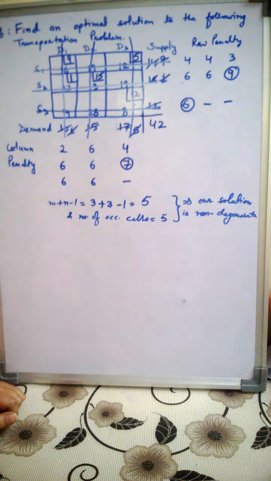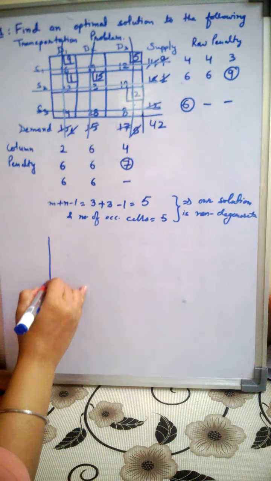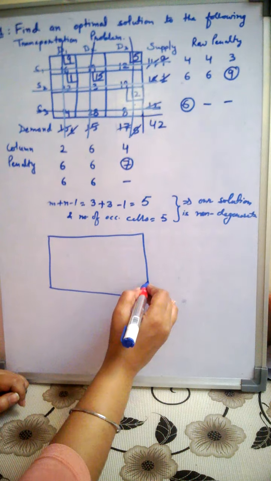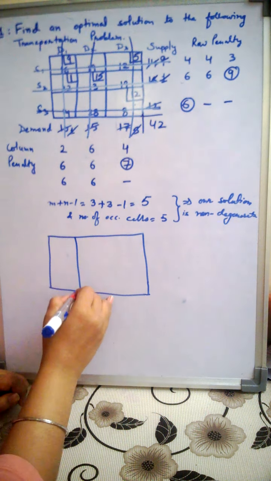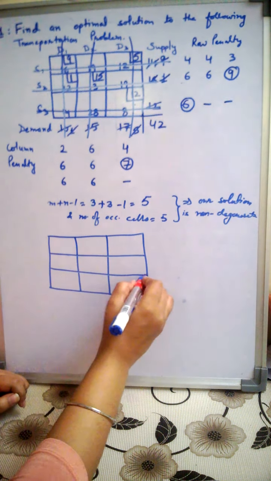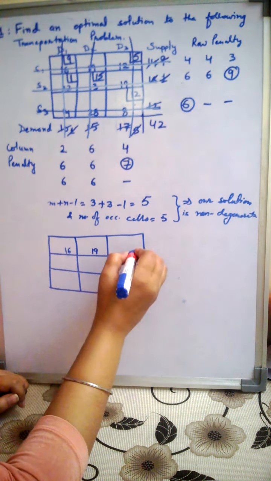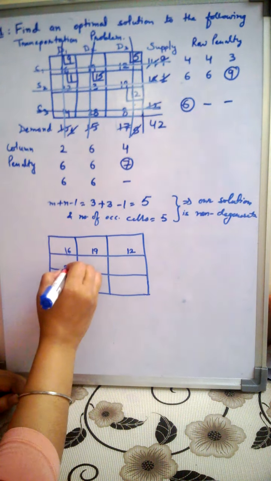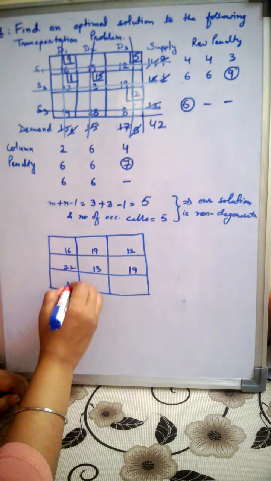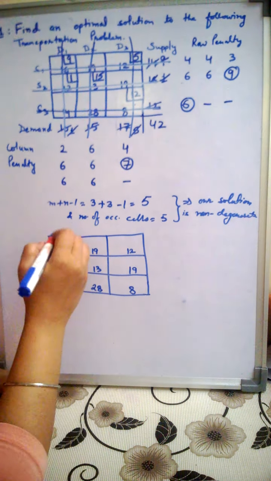Now we'll check its optimality by using modified distribution method. So I'll write down this table again, and we will find out u and v values and d values. So cost will write down per unit cost. Now we'll write down the solution.